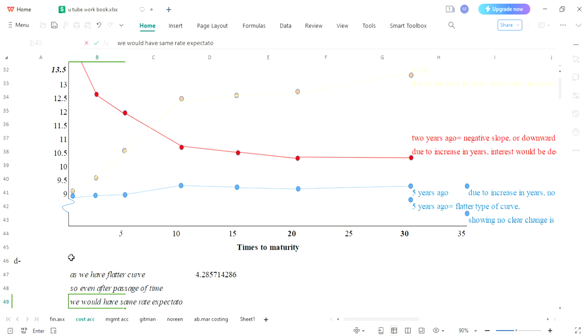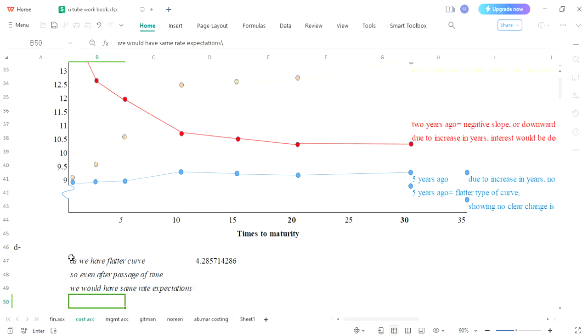Expectations. As you can see, the first year was on the same line, 15 years same line, 25 years same line, 30 years same line. So it is moving in the same band from 9 to 9.5. It's not crossing this limit. It means whatever the number of years, we would have the same rate expectations.